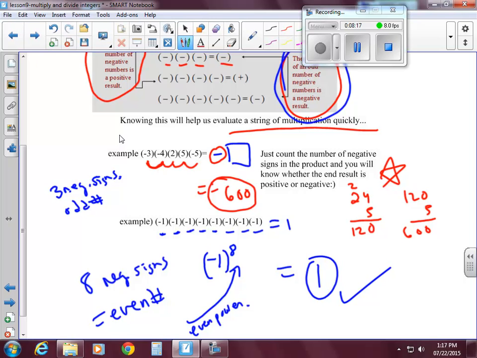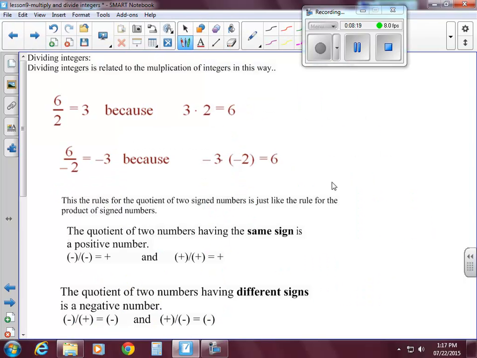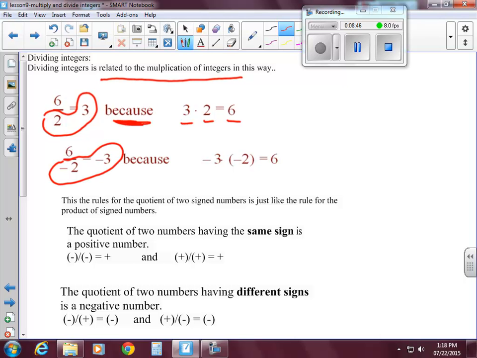All right. Now let's take a look at division. Dividing integers, I like to think of multiplication and division as sort of brother-sister operations. They've got really the same rules going on there. Division is obviously related to multiplication in the following way. We say that 6 divided by 2 is 3, but that's because 3 times 2 is 6. And we say that 6 divided by negative 2 is equal to negative 3, but notice why. That's because negative 3 times negative 2 is 6.